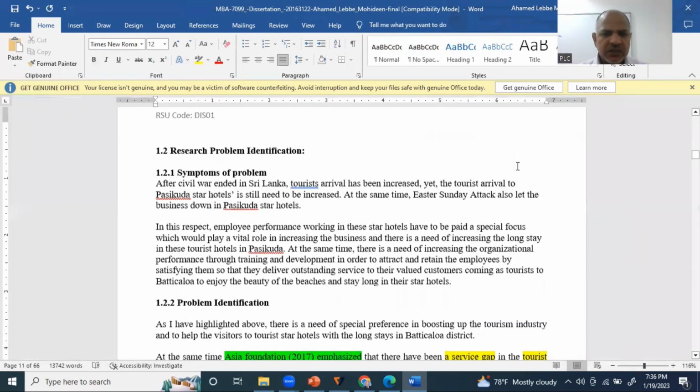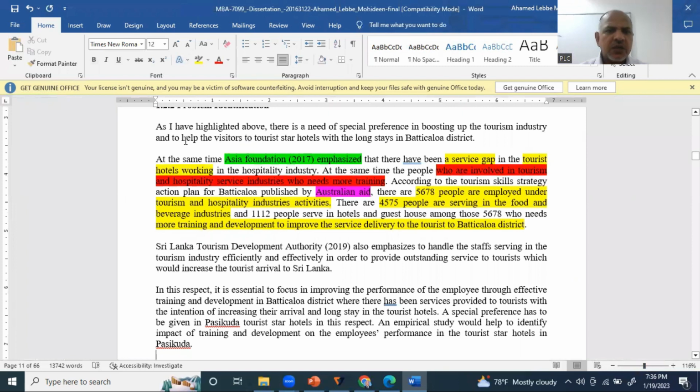I have discussed here that the Asia Foundation in 2017 emphasized there has been a service gap in tourist hotels working in the hospitality industry. This statement I have taken from their literature. You understand? So what do I have to do now? I have to give the reference for this. I can't write it as my own. Whatever I have taken, I have to give that reference. So I have given the reference here.